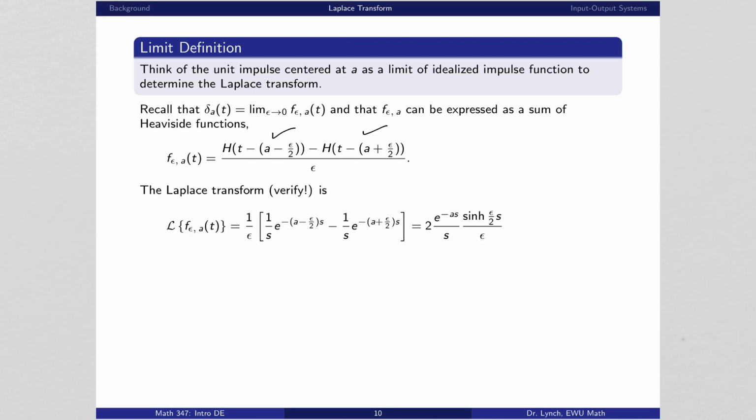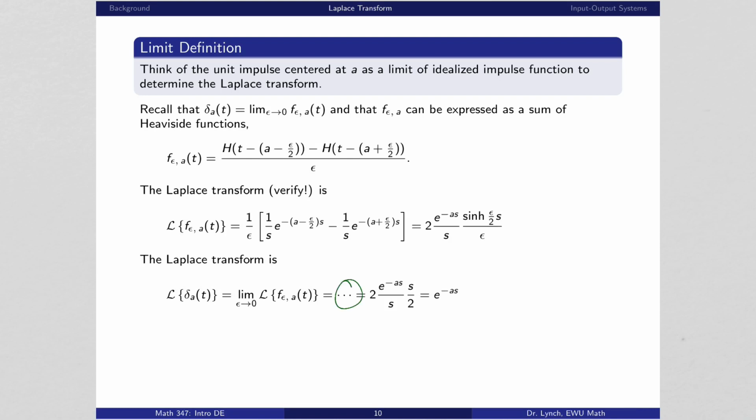So I'll encourage you just to verify this. It turns out to be convenient to write this in terms of the hyperbolic sine that we see here. And when you do that, we can think of the Laplace transform of the delta function as the limit as epsilon goes to 0 of the Laplace transform of this idealized force. So I'll have you verify this part 2. That when you take the limit as epsilon goes to 0 of this thing right here, what you end up with is just e to the minus as. And there's a L'Hopital rule to be done in there, but it's not a terrible calculation.